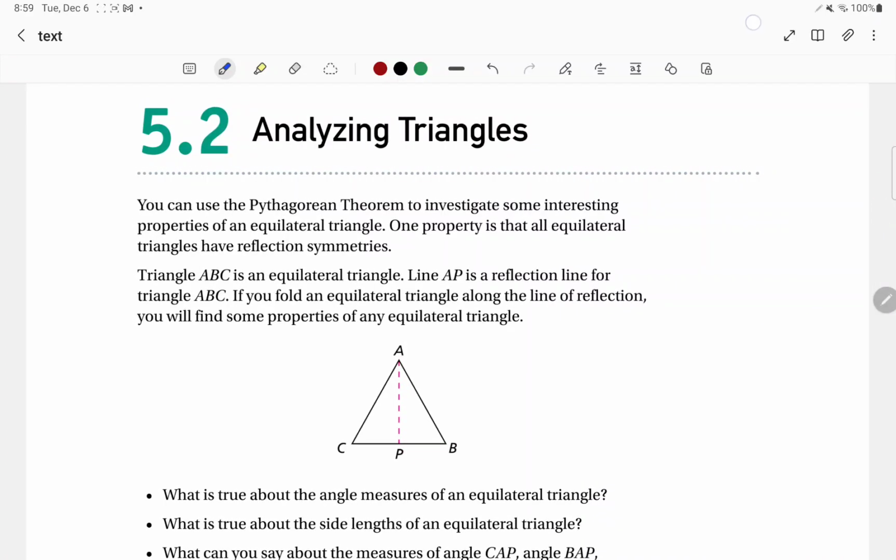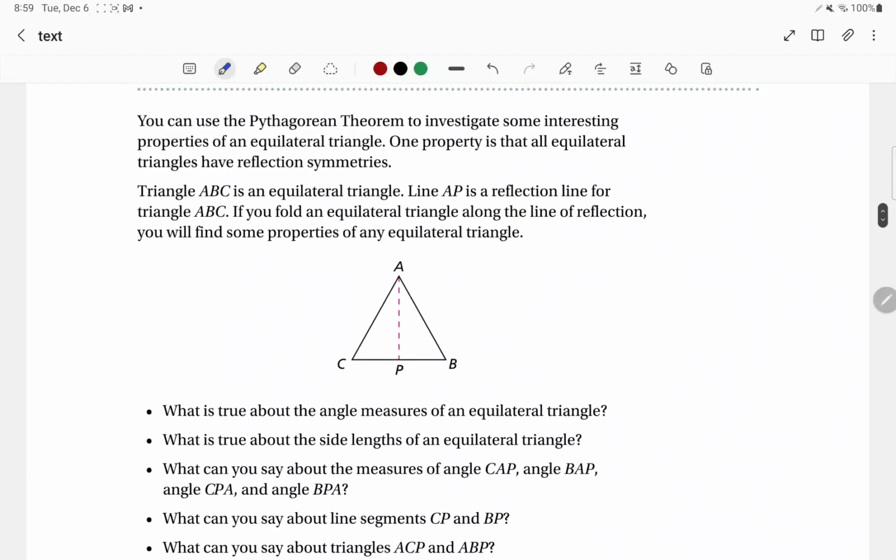In this video, we are going to focus on 5.2, analyzing triangles. We've been talking about the Pythagorean theorem. We're going to continue using the Pythagorean theorem here. It's not going away anytime soon. Now, we're going to be looking more specifically at equilateral triangles to begin with, and then we're going to be looking at triangles with different angle measurements.